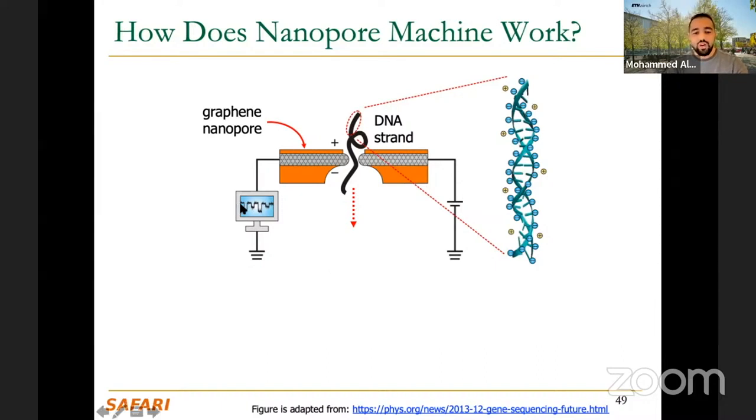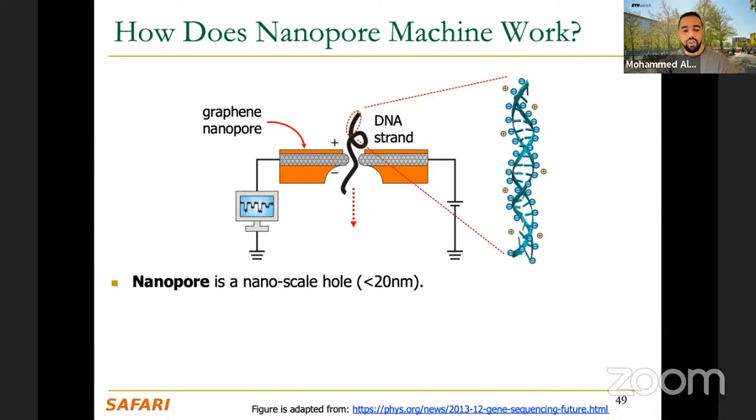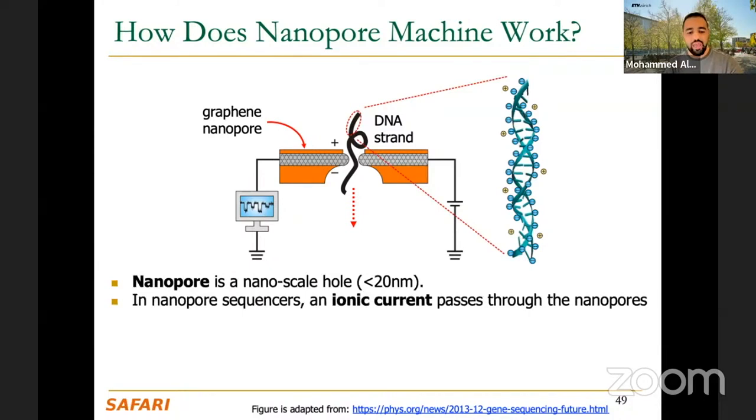And then you observe the change in the current. You know what's going through the hole and what's coming out, and then you can measure it and observe these changes. So the nanopore is very small, so you can measure the change in current at a very small scale because you don't want multiple bases affecting the current, but rather as few as possible, like a single base affecting the current, so you can read the single character of that DNA.